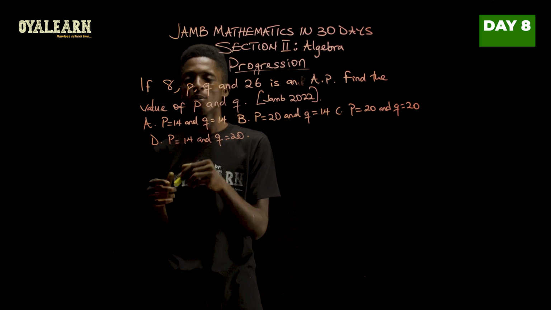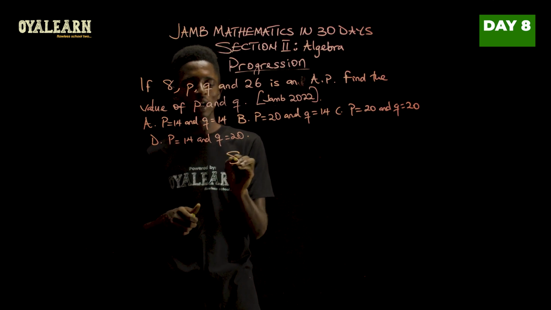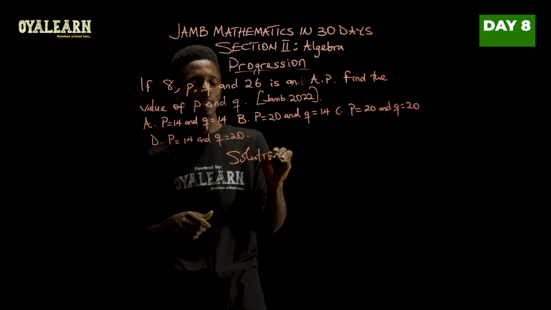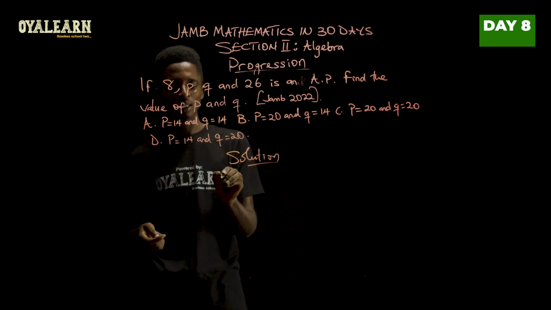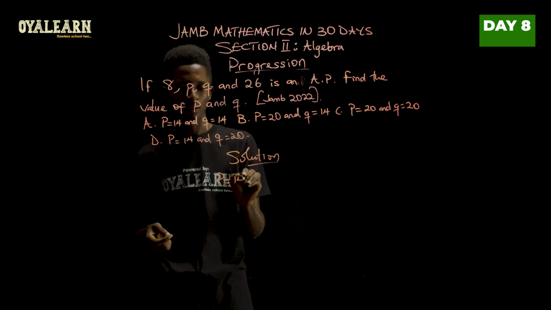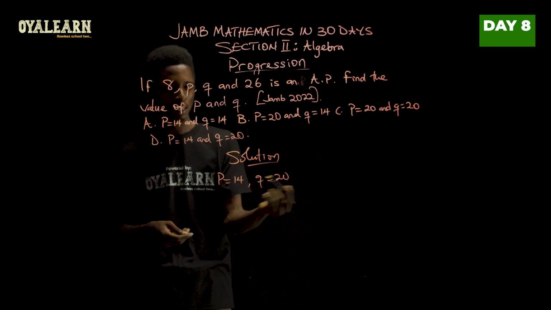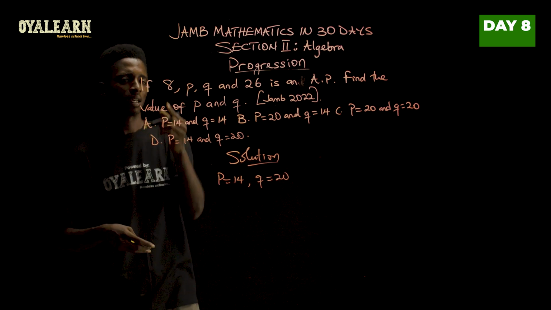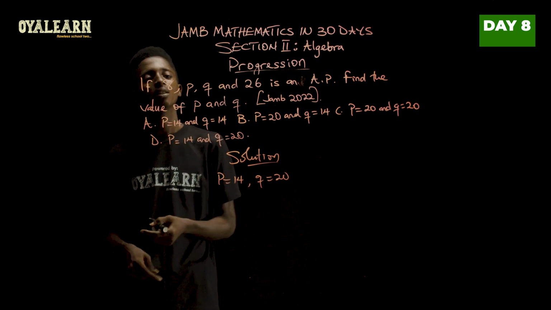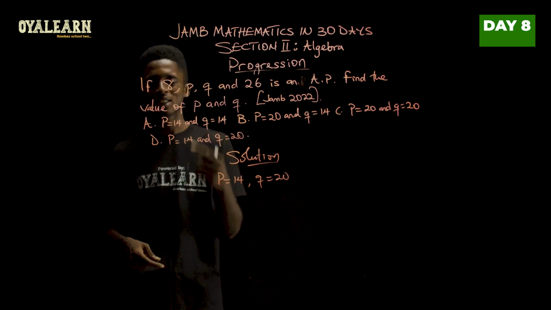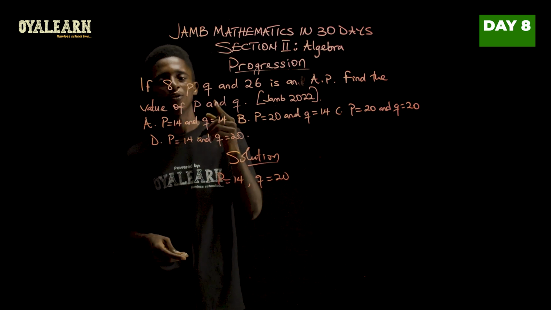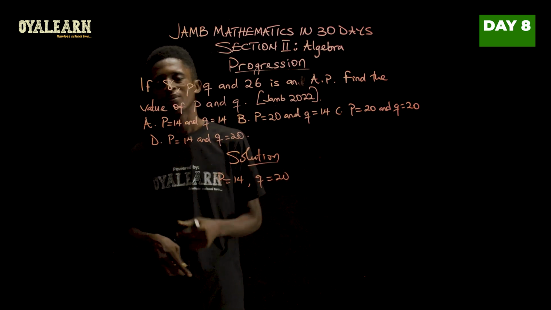And if you check this, the common difference will be 6. So in your answer, you can then go on to say that P is 14 while Q is 20. And check it. Since the common difference is 6, 8 plus 6 will give you 14. 14 plus 6 will give you 20. And 20 plus 6 will give you 26.